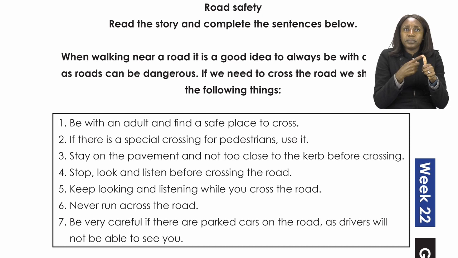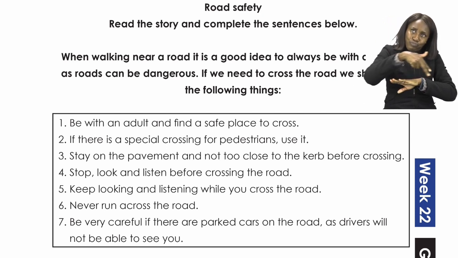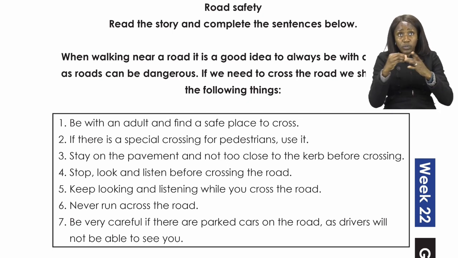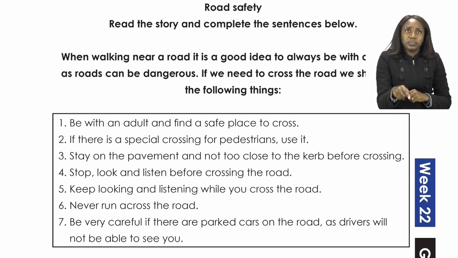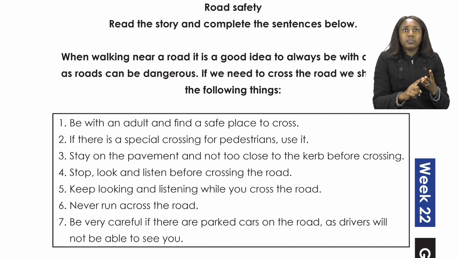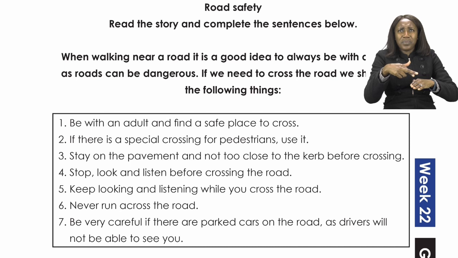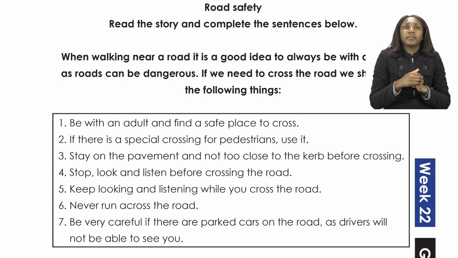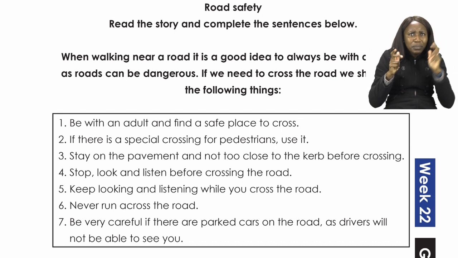Number 1, be with an adult and find a safe place to cross. Number 2, if there is a special crossing for pedestrians, use it. Number 3, stay on the pavement and not too close to the curb before crossing. Number 4, stop, look, and listen before crossing the road.